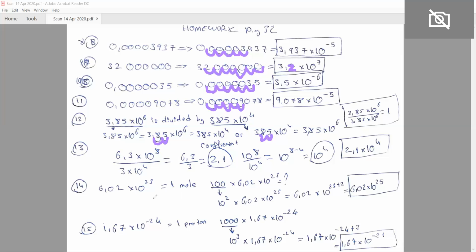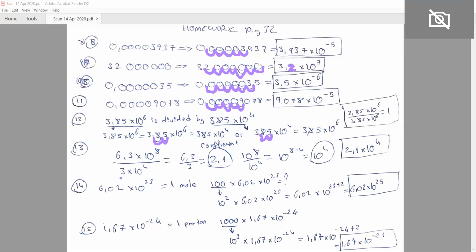Question 13. Okay, let's look at question 13, what it says. 6,3 times 10 to the power of 8 is divided by 3 times 10 to the power of 4. Guys, 6,3 is the coefficient, and at the bottom, as you can see here, 3 is the coefficient. So then I can do this. 10 to the power of 8 is the exponent, guys. Remember, 10 to the power of 4 is also an exponent. So I can do division between the coefficients and the exponents.